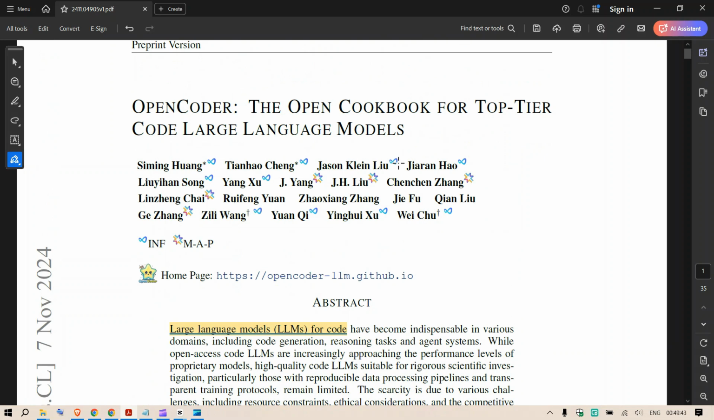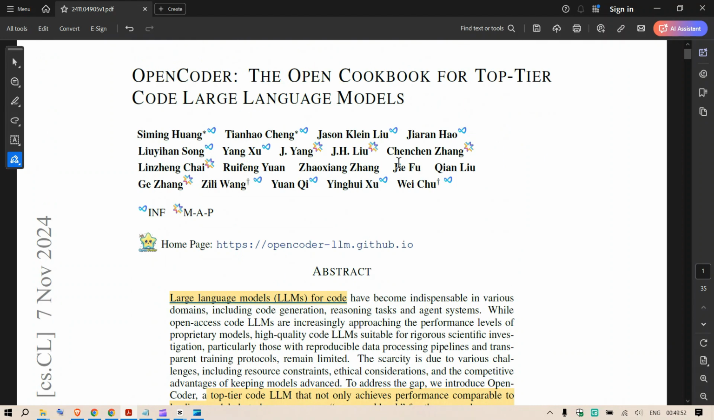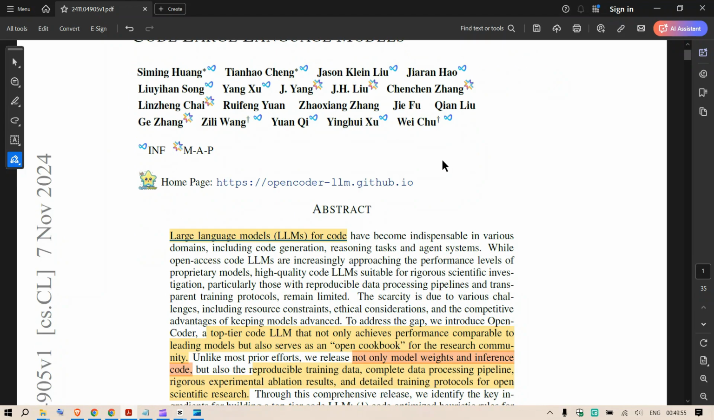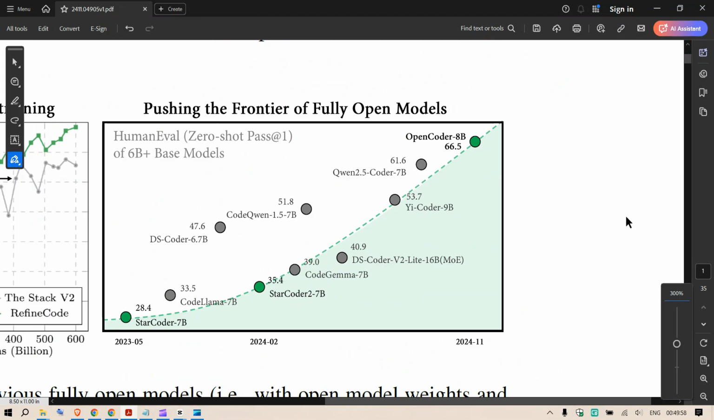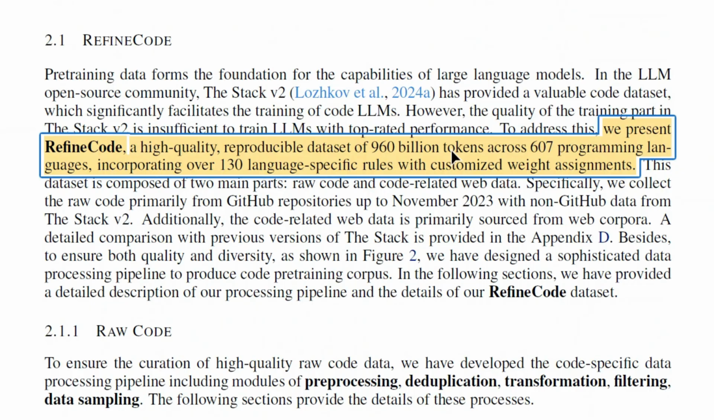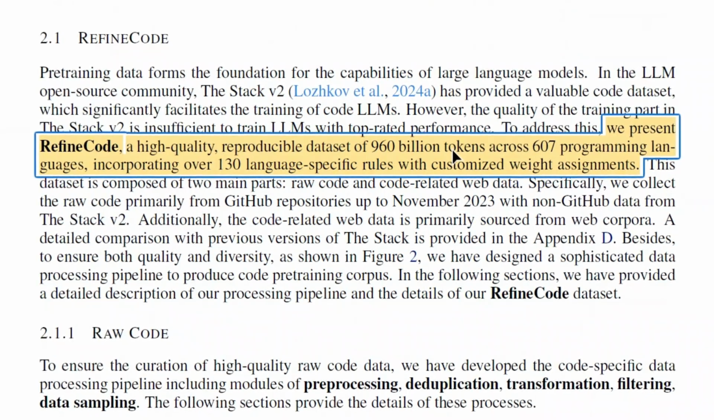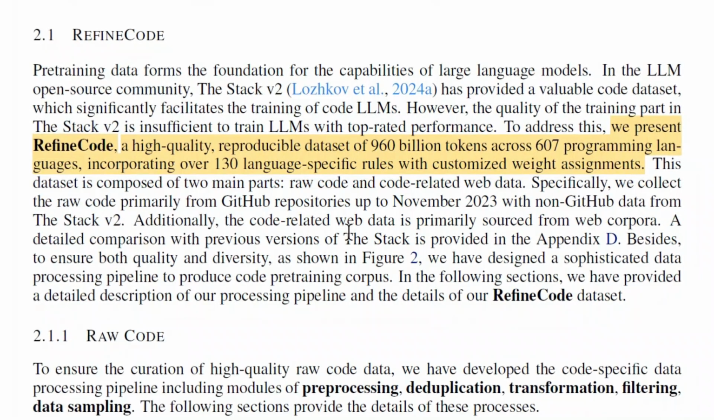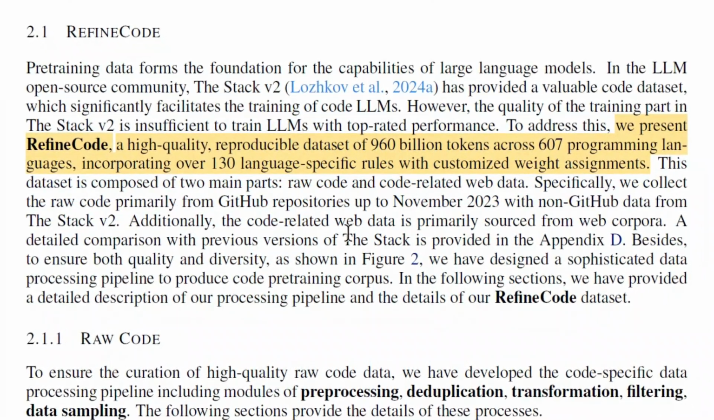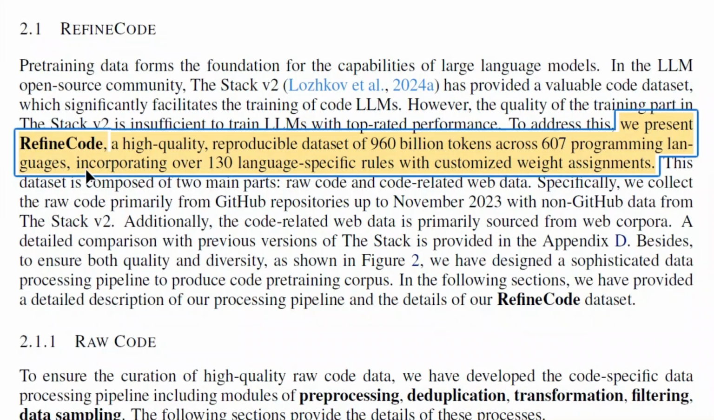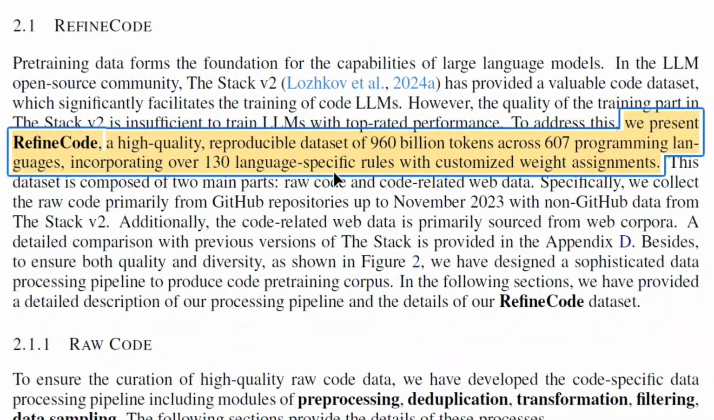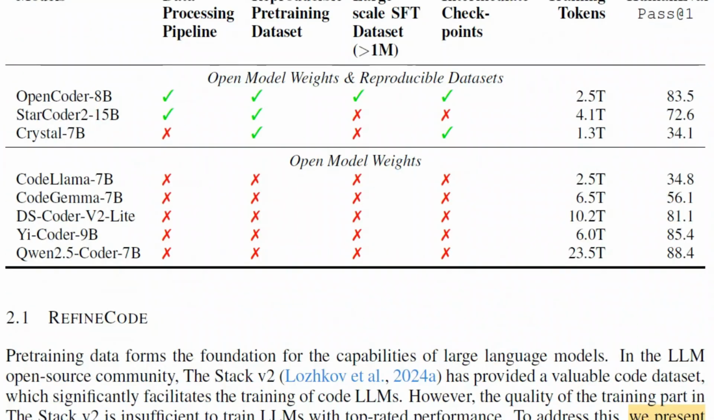So we have a new model in town known as OpenCoder, the open cookbook for top tier code large language models. Now there are so many different coder models that you can imagine, but this seems to be the best to date. This is OpenCoder 8 billion parameter, and you can see that they have come up with RefinedCode, which is a high quality reproducible dataset of 960 billion tokens across 607 programming languages, incorporating over 130 language specific rules with customized weight assignment.